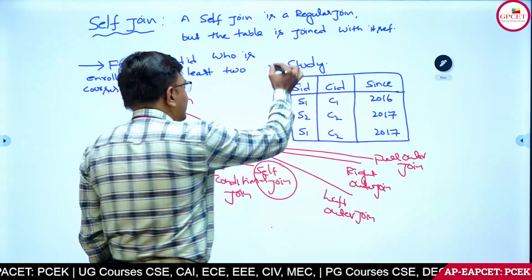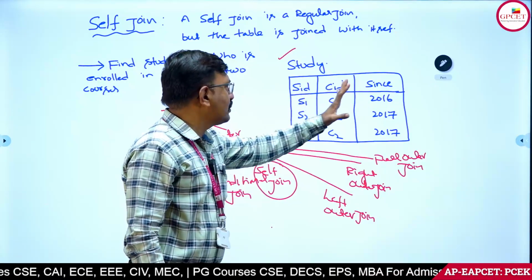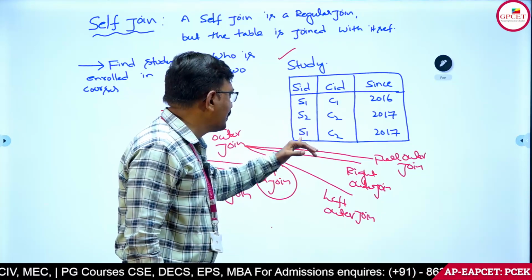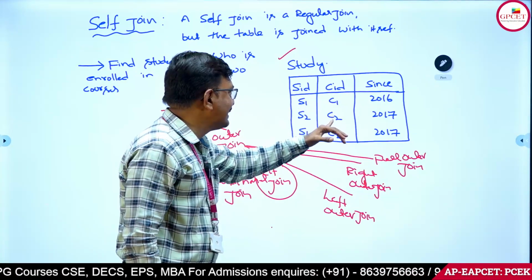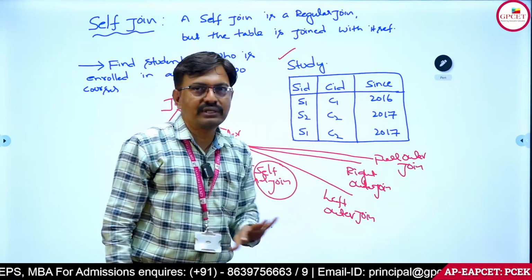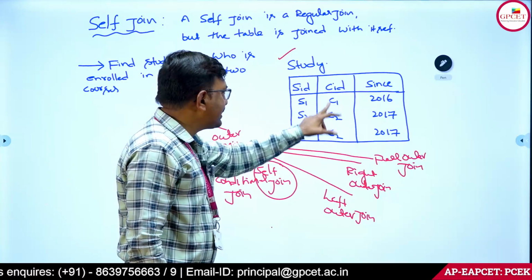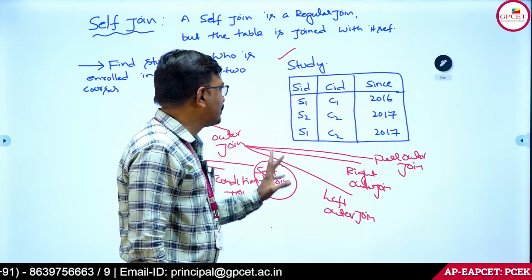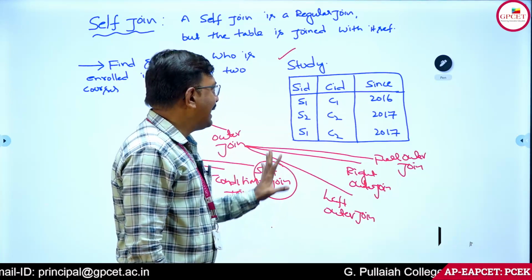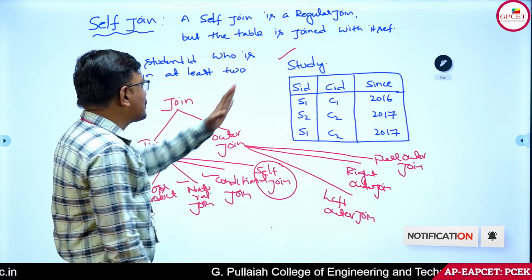Clear? Observe here, that is a table. What is the table having? Study, having student ID, course ID, since. Student ID: S1, S2, S1. Course ID: C1, C2, C2. Since: 2016, 2017, 2017. Observe here, student S1 joined two courses, C1 and C2, whereas student S2 joined only C2. Okay, this is the student table.